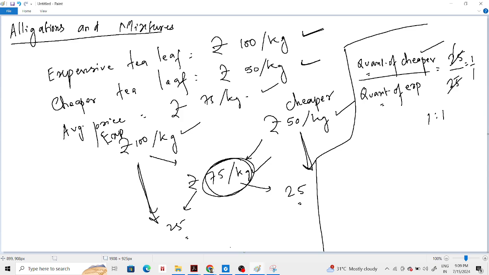I'm doing this from the Pearson book. This book has some good sums on alligations and mixture. There is one formula which is not there in this book that I will collect next year. I will tell you. It's a big formula but very useful, and there are questions from that formula. That formula is not there in Arun Sharma. That formula is not there in Pearson. That formula was there in one of my GATE books, which I have thrown away.